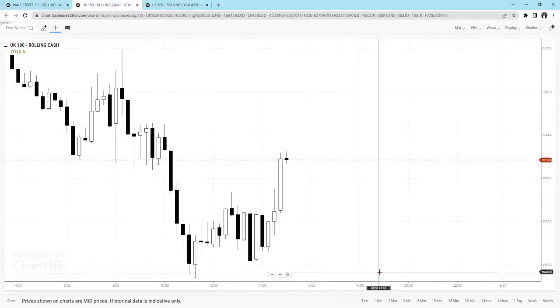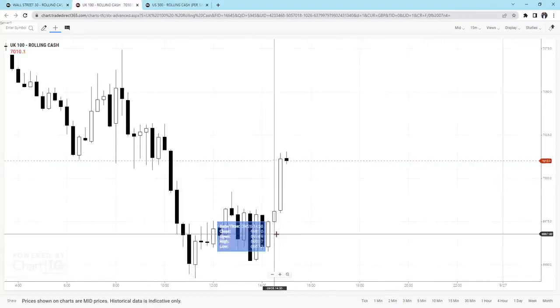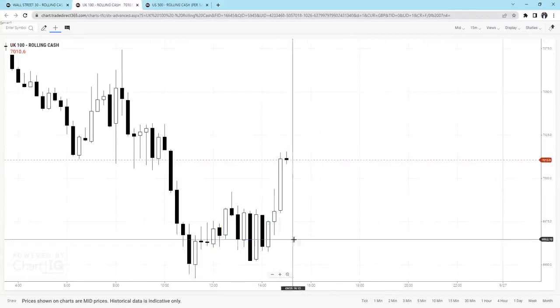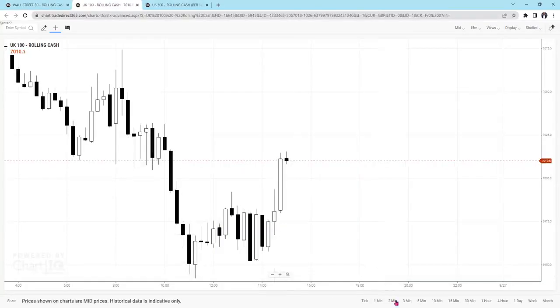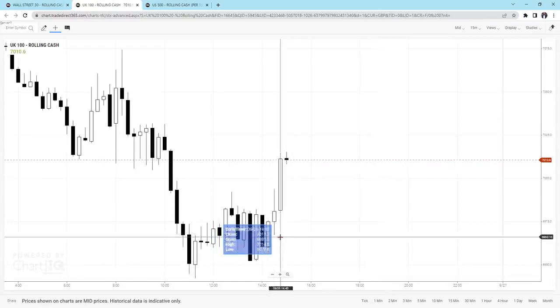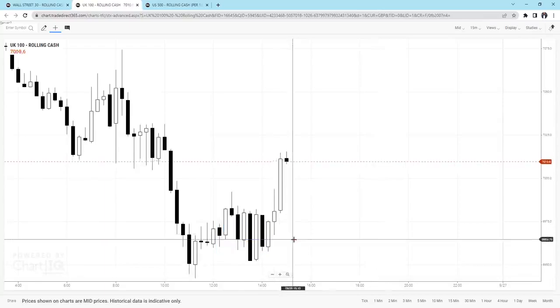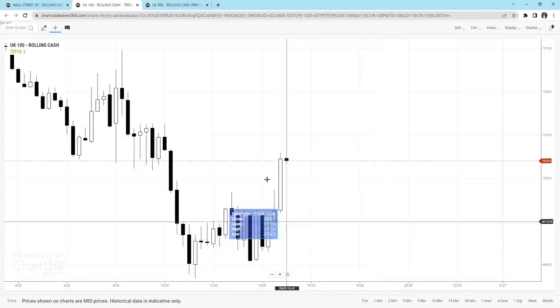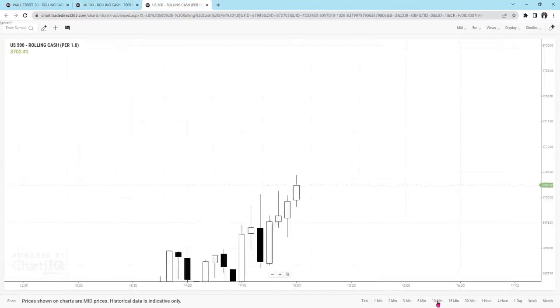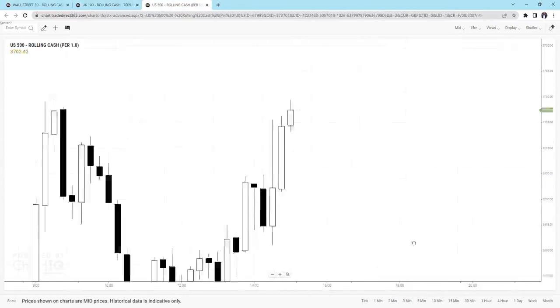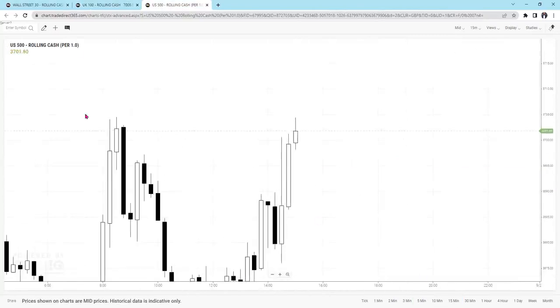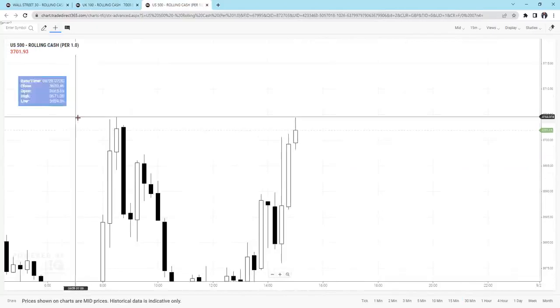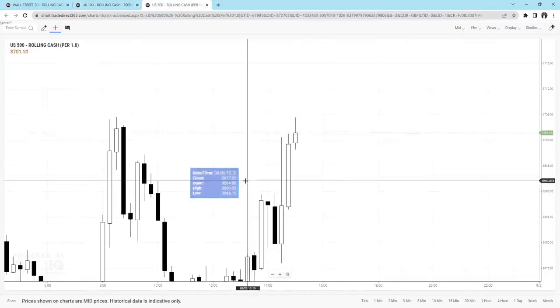So we have two 15-minute bars completed. We have a very strong bull bar. But we're also double topping in the S&P right here. Double topping right now.